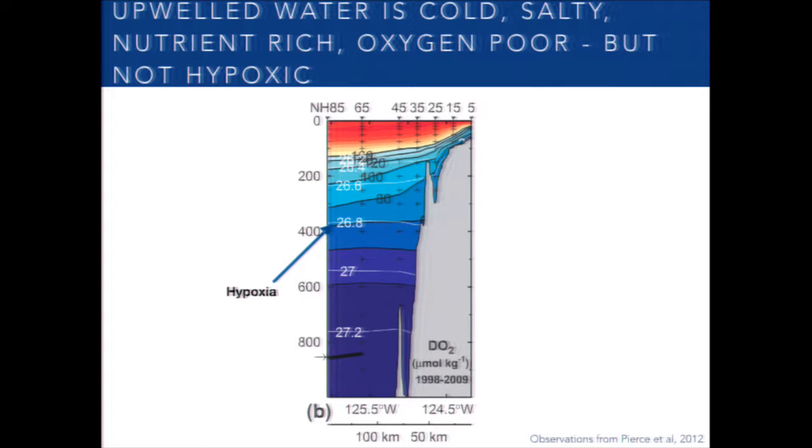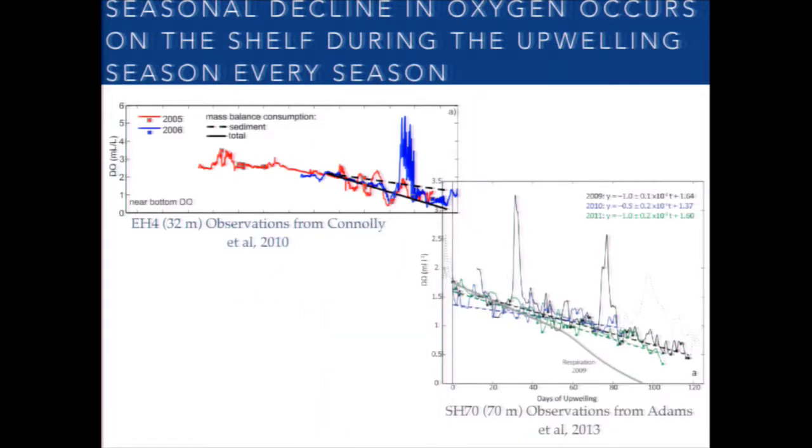But the water that upwells is not hypoxic, right? What we find is that seasonally, there's a decline in oxygen on the shelf once you're on the shelf that occurs every season, right?